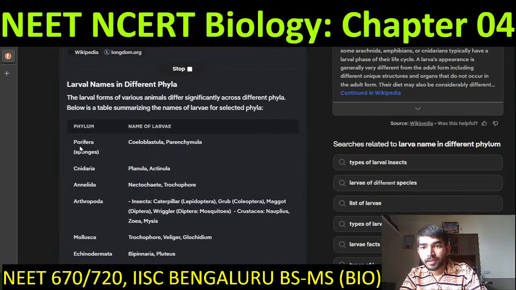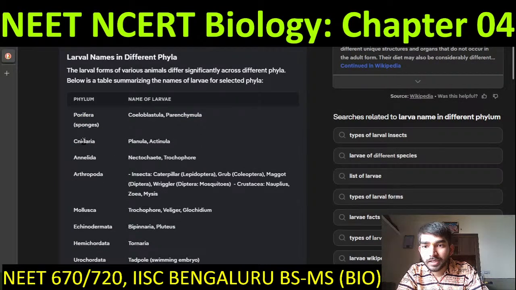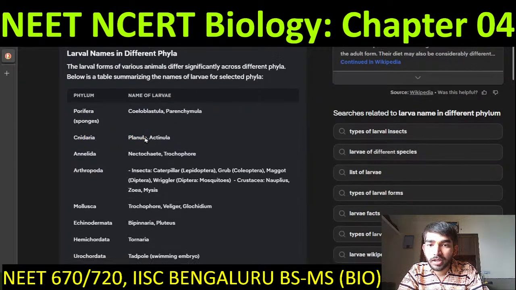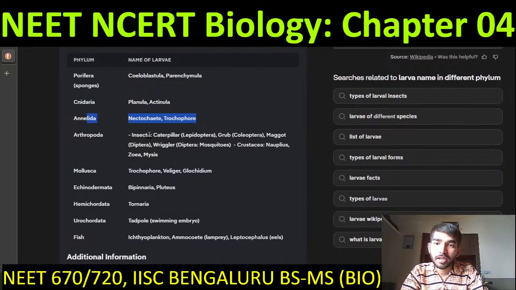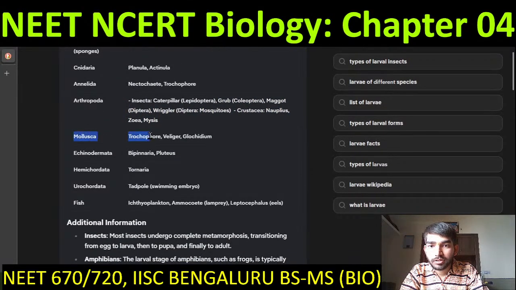So here in Porifera, sponges, we have Coeloblastula. Parenchyma is the key example that you should remember. In Cnidarians or coelenterates we have planula. In Annelida we have trochophore larva. In insects, different orders can have different larvae. Like in Insecta there is caterpillar for Lepidoptera, grub for Coleoptera, maggot for Diptera, wriggler for mosquitoes. Crustaceans have Nauplius larva, zoea and mysis. Mollusca again has trochophore larva, which is similar to annelids.